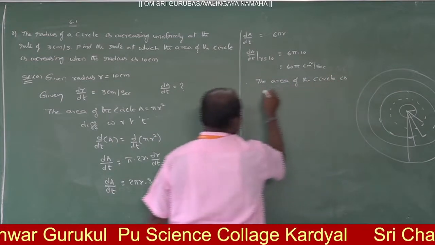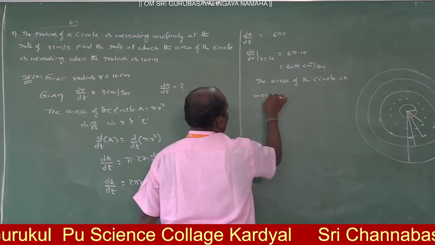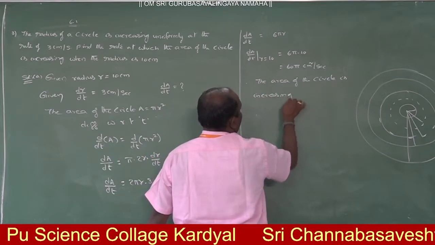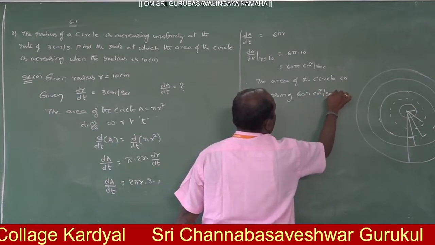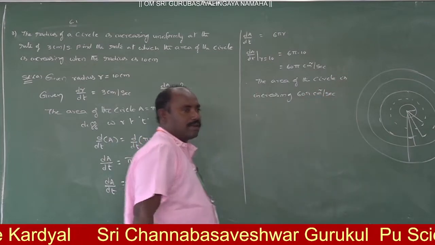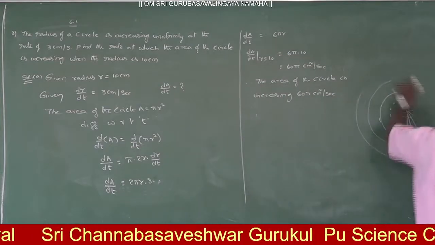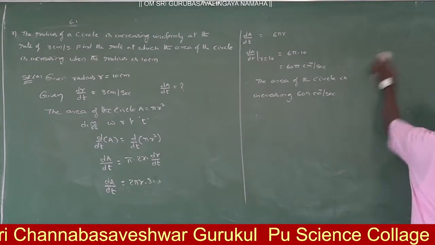Therefore the area of the circle is increasing at 60 pi centimeter square per second. Here see this one, first one.